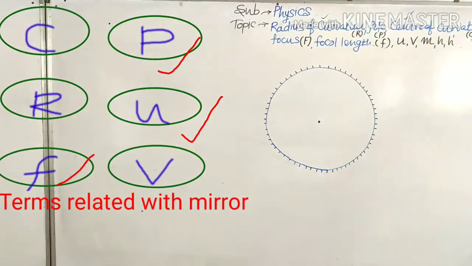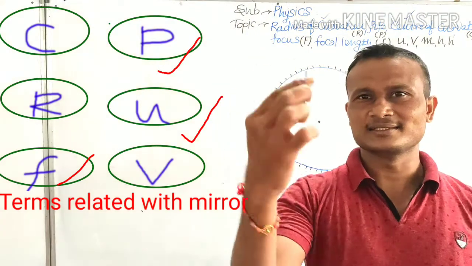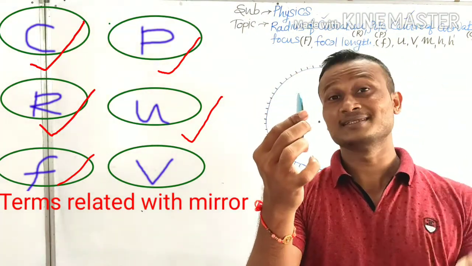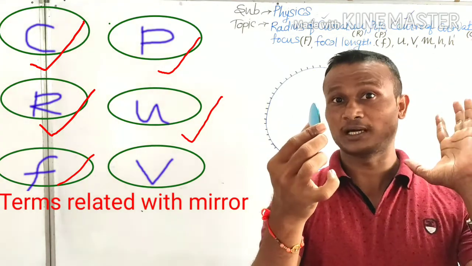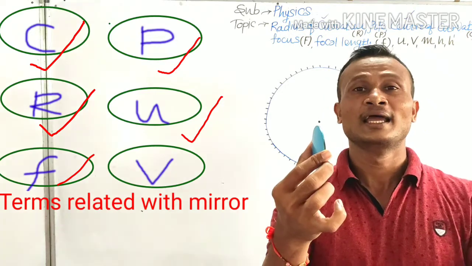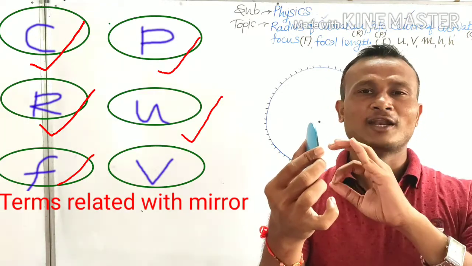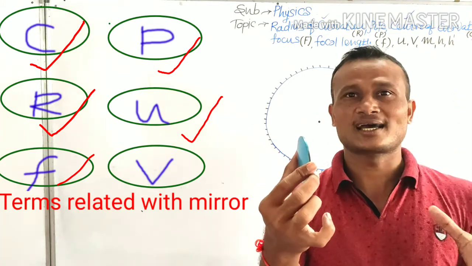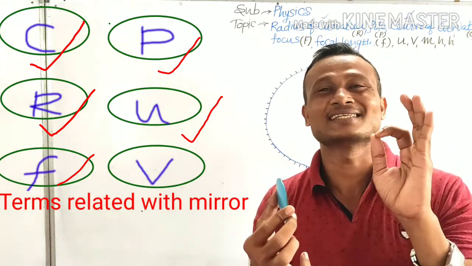Now I just wanted to ask you, since this is a spherical mirror, it will have a center of curvature. Since it is spherical, it will have a radius of curvature, it will have a pole, it will have a focal length, it will have a focus, it will have an aperture and all those things. So where those things are, that we are going to learn in a simple way.